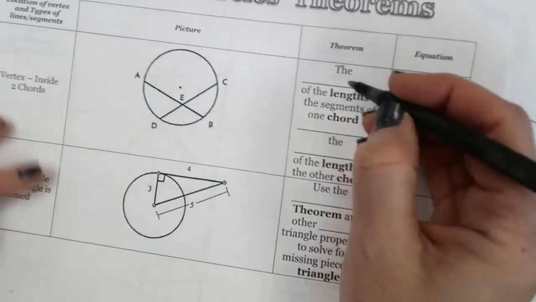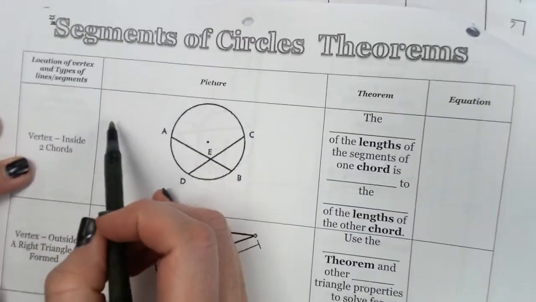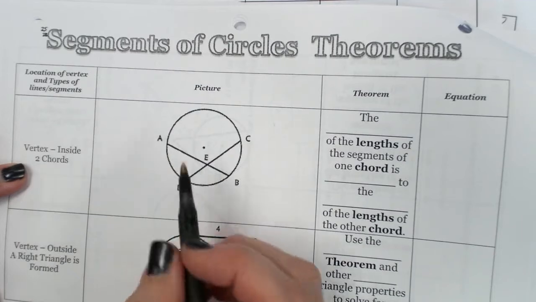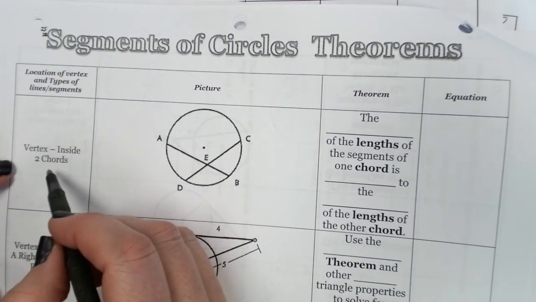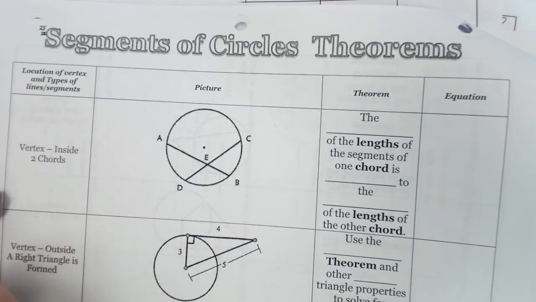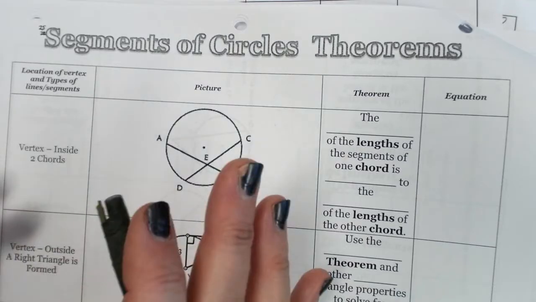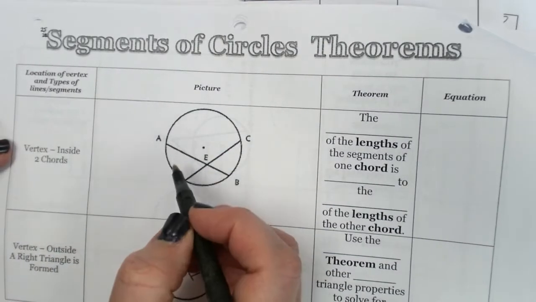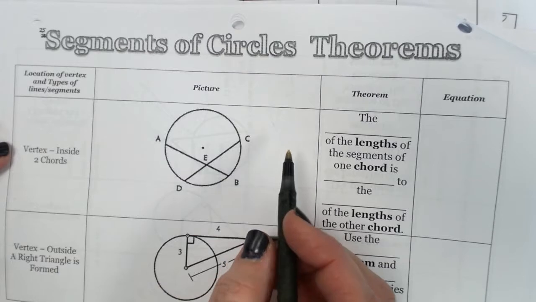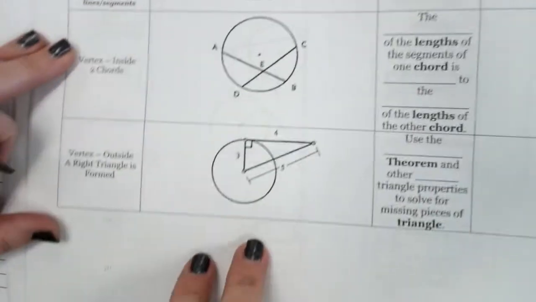So we are talking about segments of a circle this time, and I'm on page 25 of your packet. Segments of a circle are different than arcs and arc measures and angle measures. Segments actually have to deal with the length of the segments. And so we have 4 different types of segments we're going to talk about.